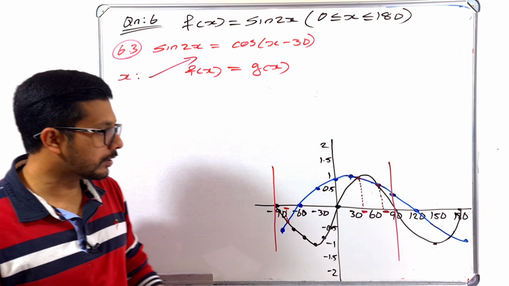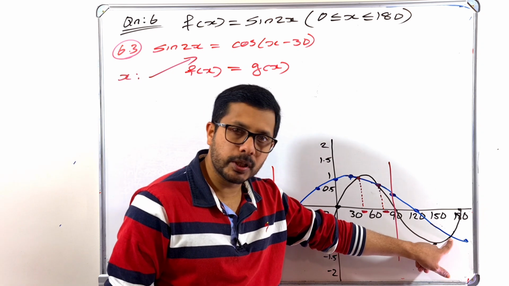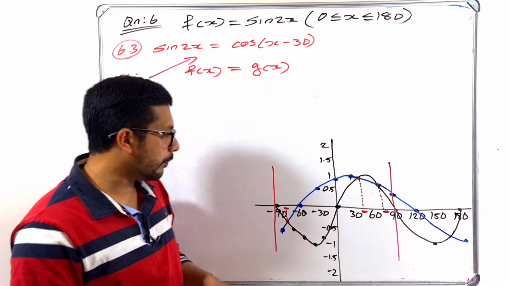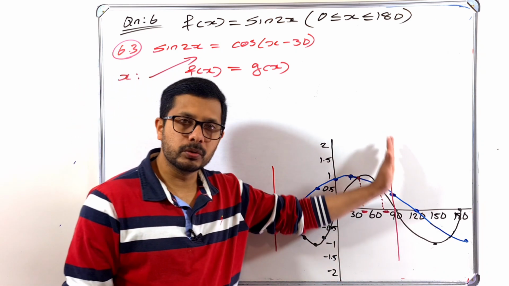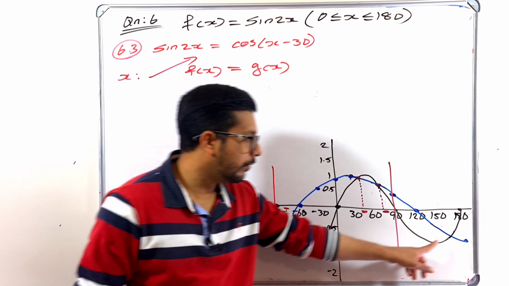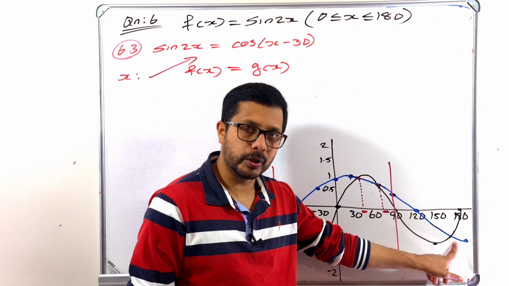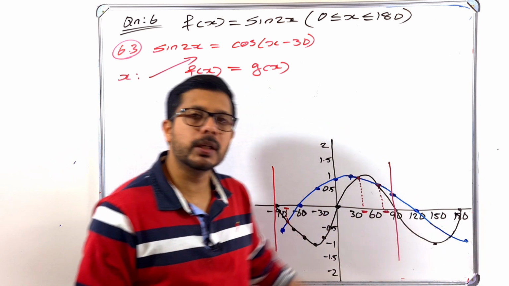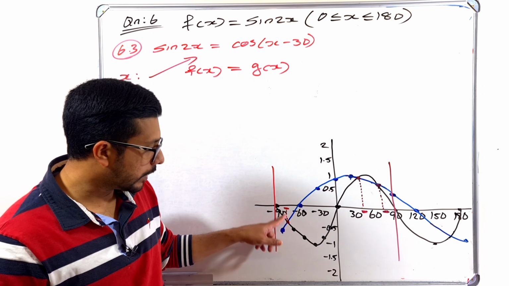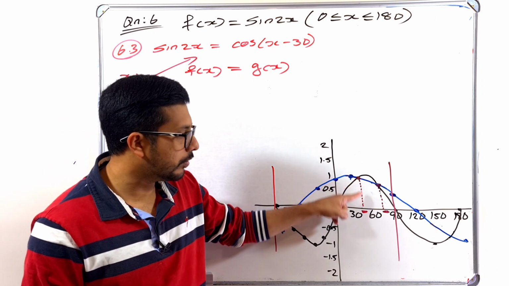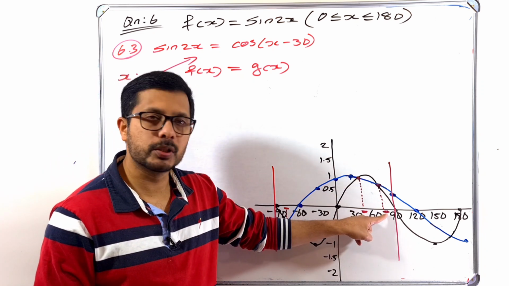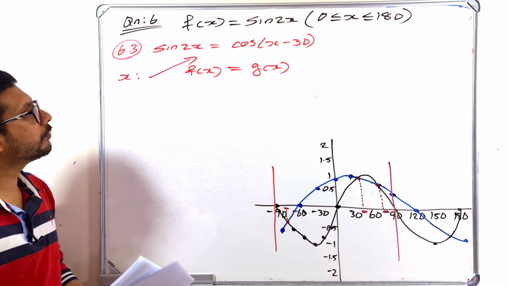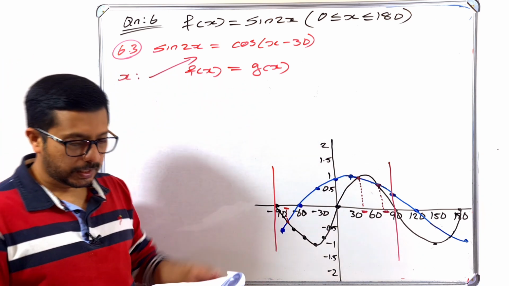Why 3 x values? There is another intersecting point here, you can see that. But look at the question. The domain is from minus 90 to positive 90. So we don't want to find the x value for this point. But we have to know the x value at this point, at this point, and at this point. So you have to find the x values where f of x is equal to g of x.